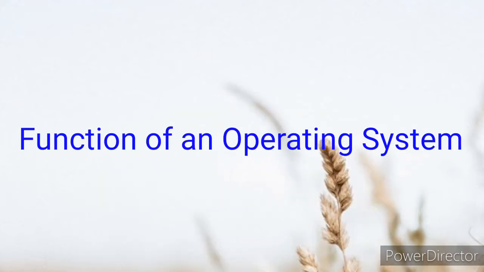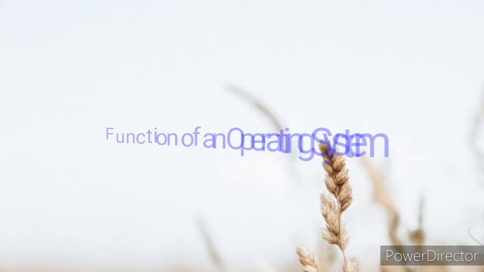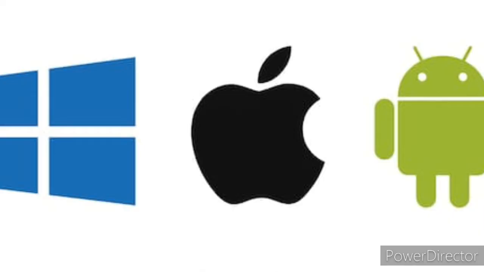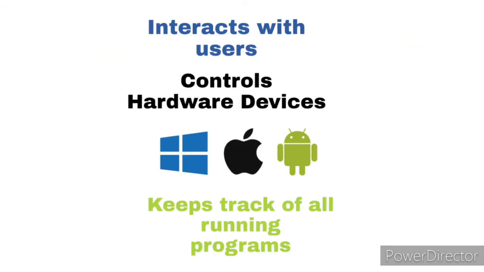Function of an operating system. Look at this picture carefully. The operating system is controlling the entire part of the computer, hardware and the software. Let's see the role of this operating system. The operating system interacts with the user. The operating system controls hardware devices of the computer. The operating system also keeps track of all running programs in the computer.